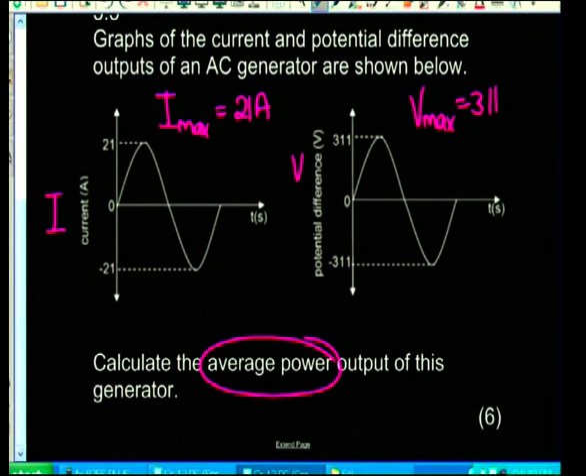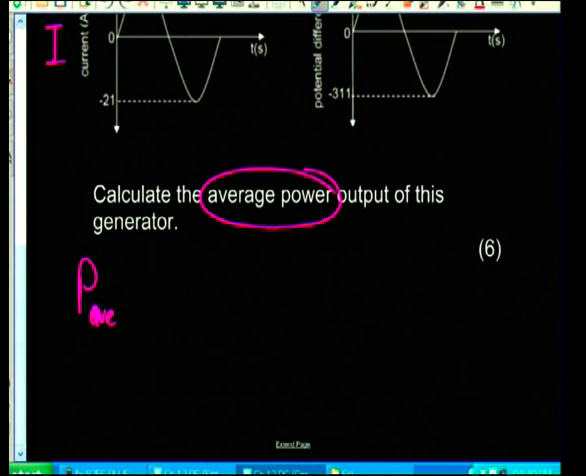Average power. There are so many ways you can do this. But on your information sheet, because this is probably the one you're going to remember, your information sheet says that average power is equal to VRMS times IRMS.